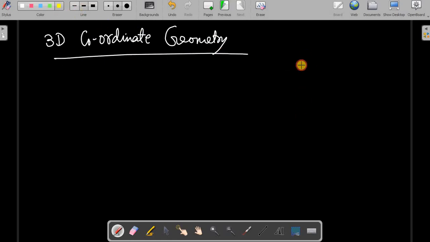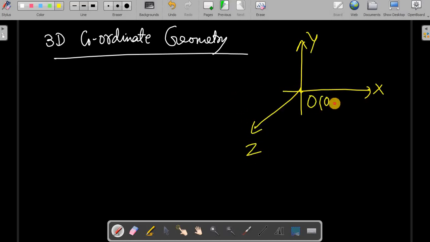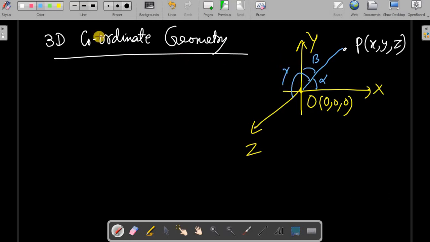If 3D coordinate geometry is taken, that means there will be x, y, z, and this is the origin 0, 0, 0, right? So any point you see will have all 3 coordinates x, y, z. In 3 dimensions, this point will make different angles with the x-axis, y-axis, and z-axis. Suppose it makes angle alpha with x, beta with y, and gamma with z.